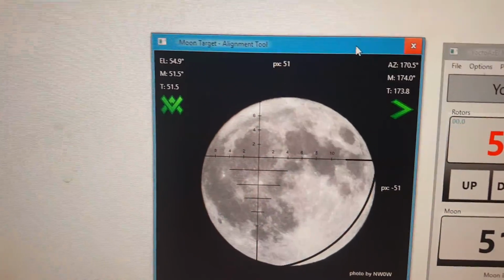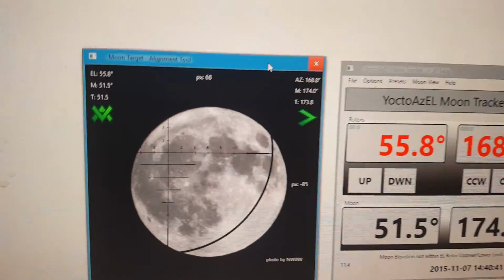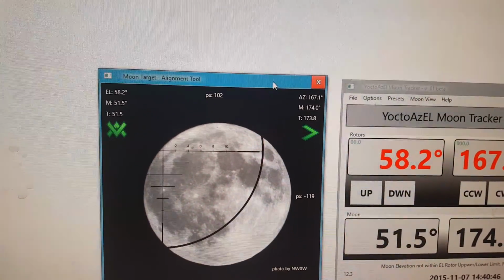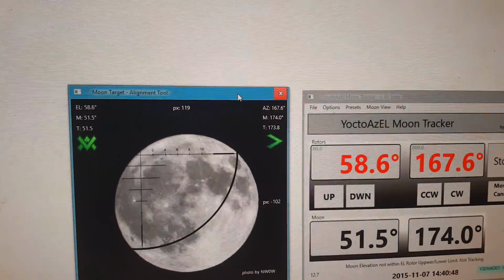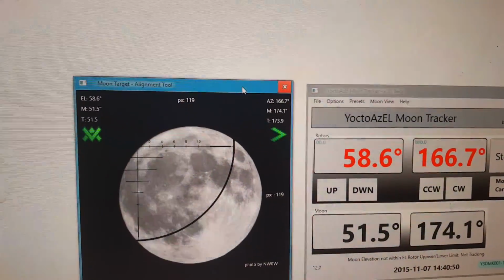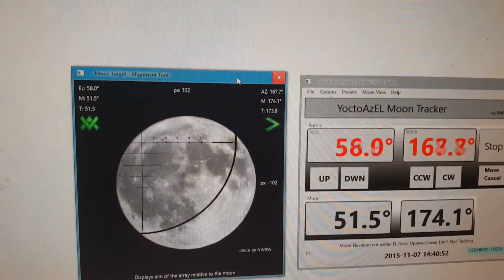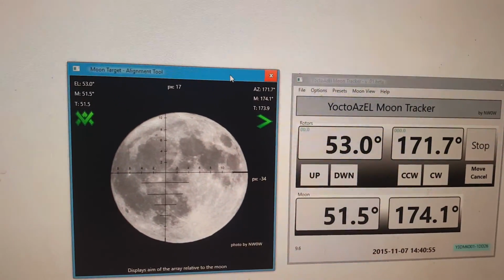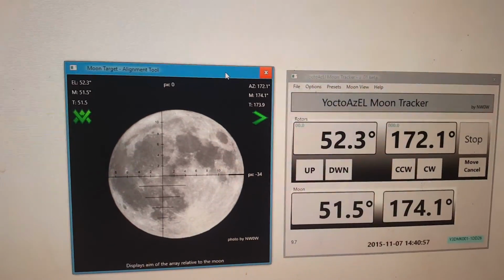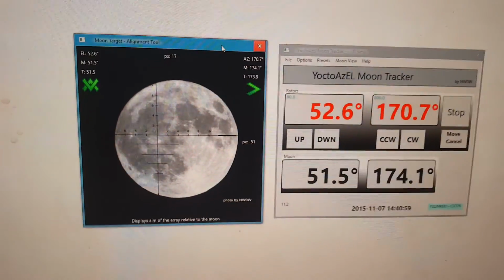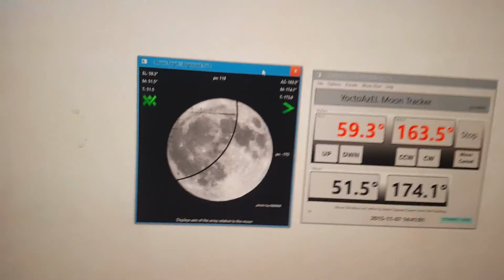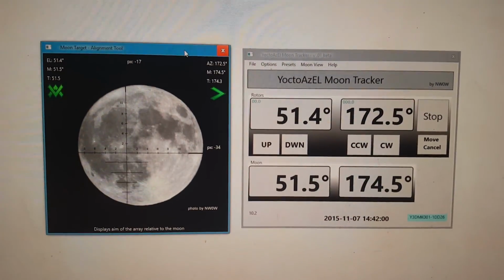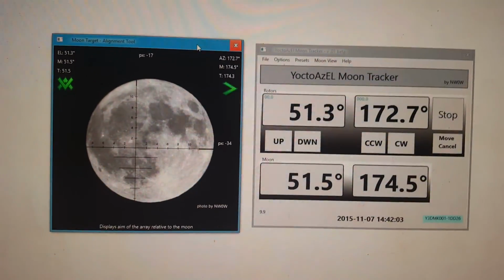The aim point is going up. So if I continue to go up, aim point goes up. Apparently I'm moving it a little bit azimuthal wise also. So back down. So now it's basically back down into sync where it should be, roughly.